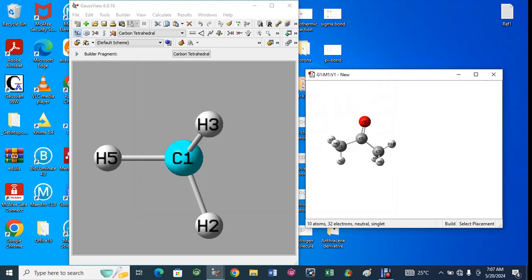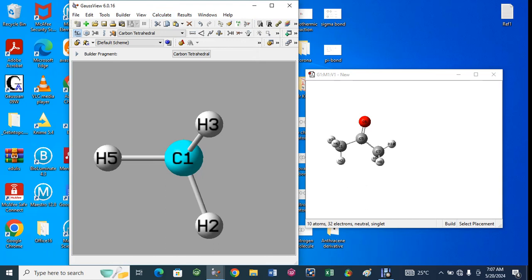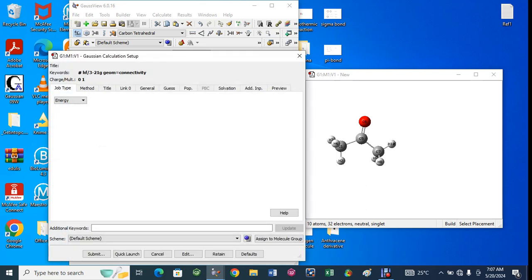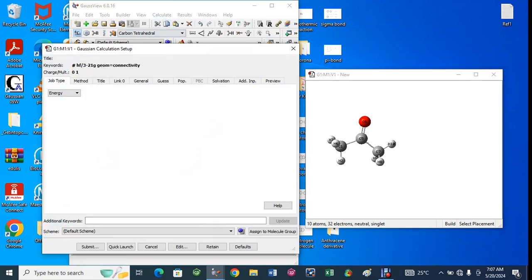Now, in order to show the calculation setup, we can come to Calculate here and then click on Gaussian Calculation Setup. That is one way. Another way to access the calculation setup is through a shortcut that Gaussian itself has created, and that is just to click Control plus G. You can see what we have. So let's try the first way: come to Calculate, and then select the calculation setup.